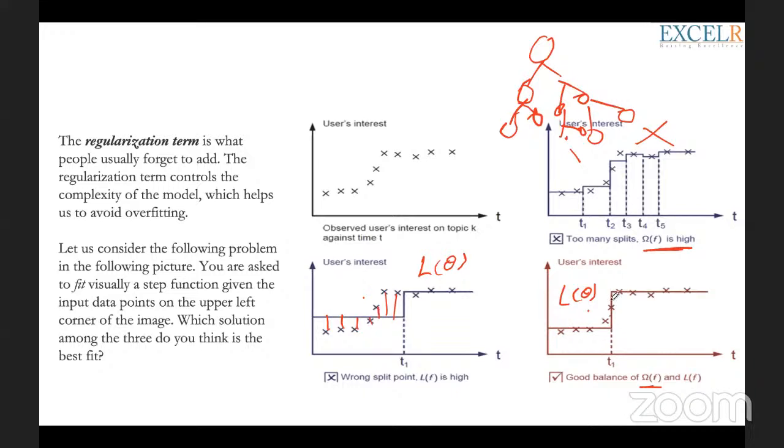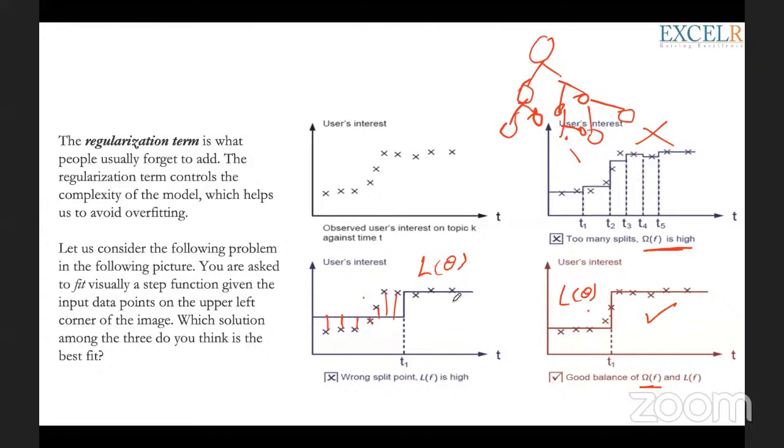That means the model is rightly split, and the error is almost zero here, because all the data points are on this line. And this is the right model. That means we have to balance out the loss as well as the complexity of a model. Okay, so that's how we have to build.